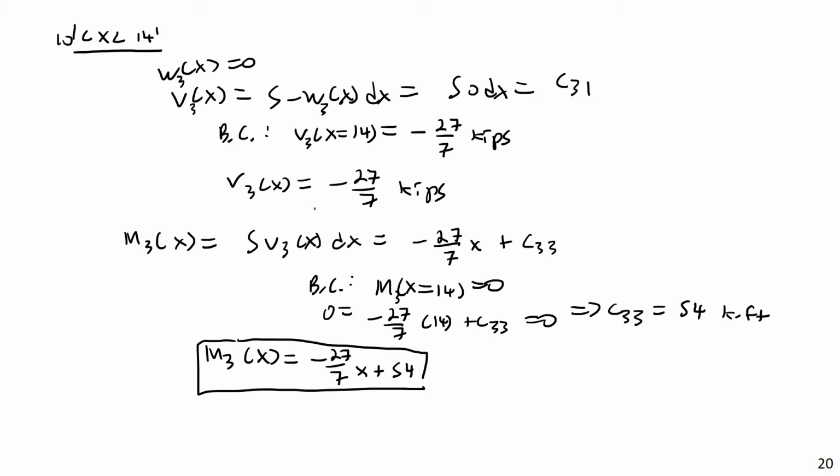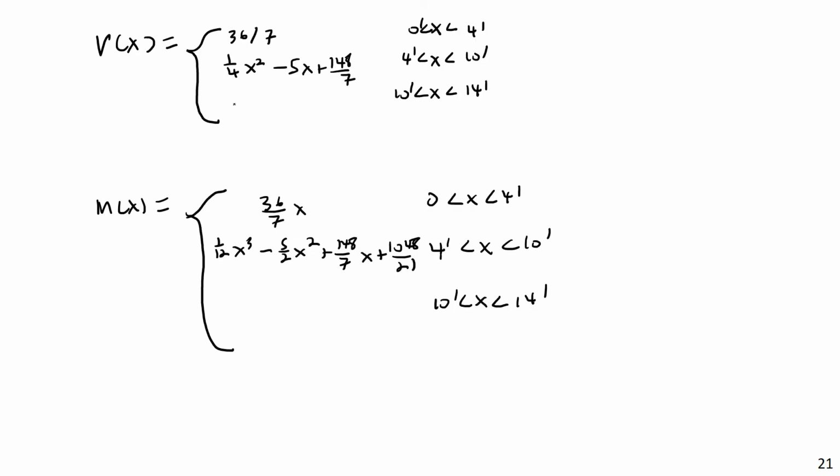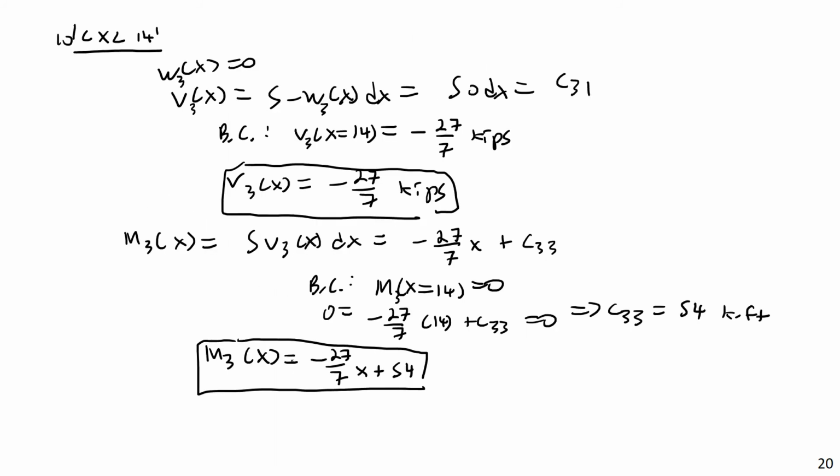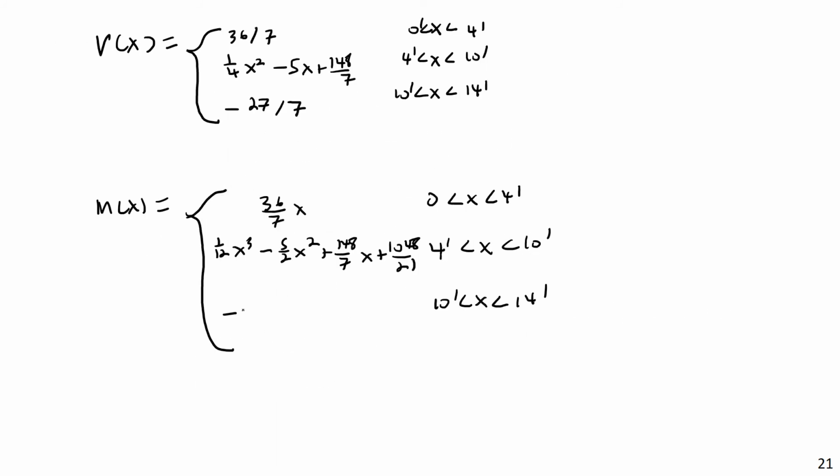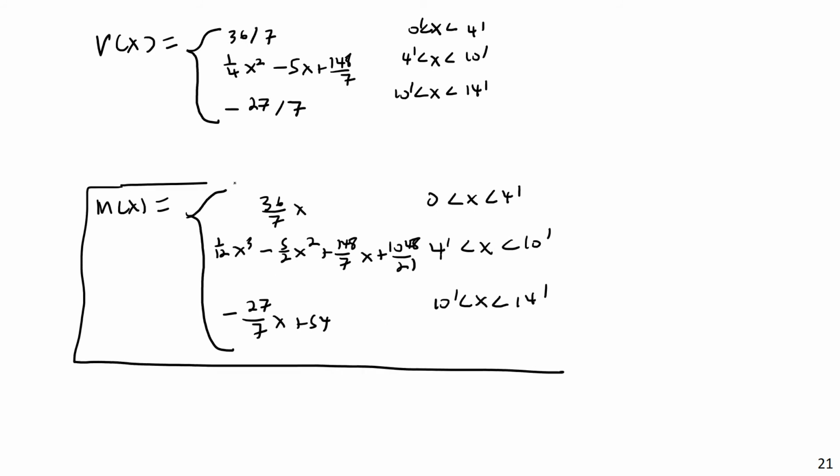And then I would have, and maybe I could box this here. In the third zone, the shear is just equal to negative 27 over 7. And the shear here would be negative 27 over 7x plus 54. And notice we do have the derivative and integral relationships maintained. I can see this is the derivative of this, this is the integral of this, and so on and so on.